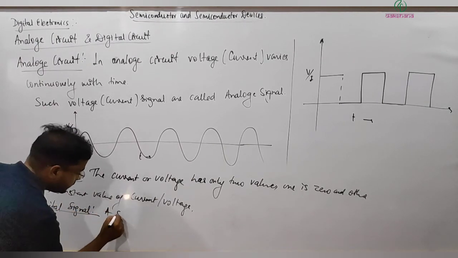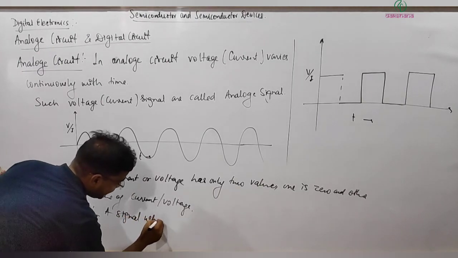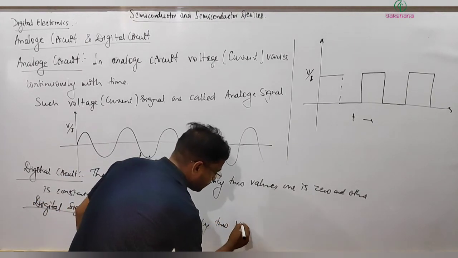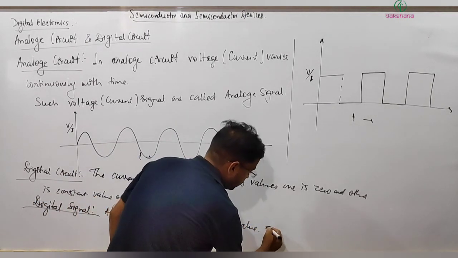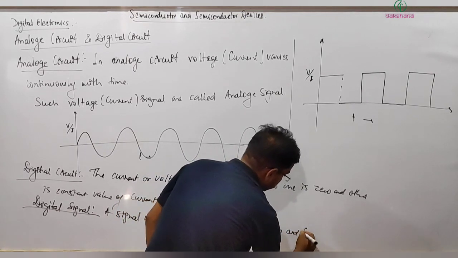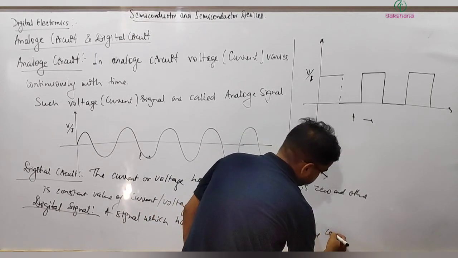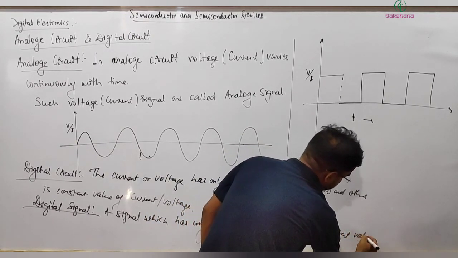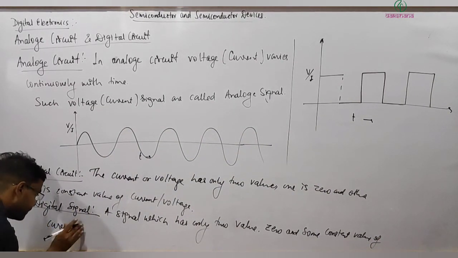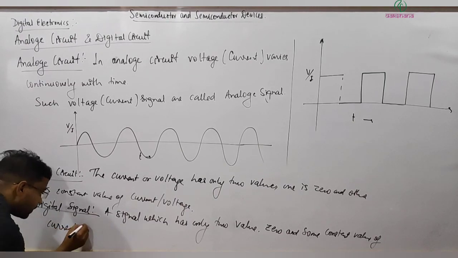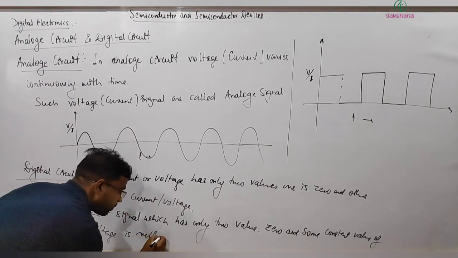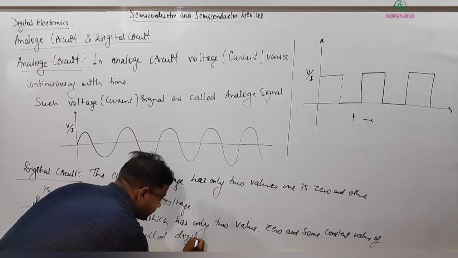So you can write: a signal which has only two values, 0 and some constant value of current or voltage, is called a digital signal.